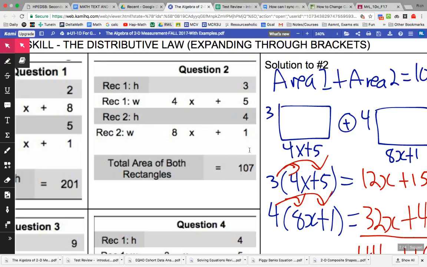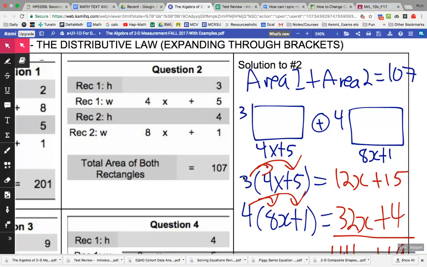Altogether, when you add the area of each rectangle, it's going to be 107. So in other words, length times width, right, or width times height. 3 times (4x plus 5) plus 4 times (8x plus 1) is going to have to add up to 107.